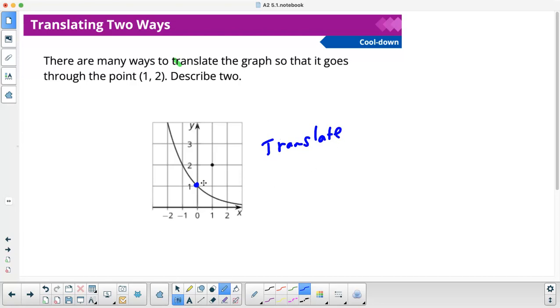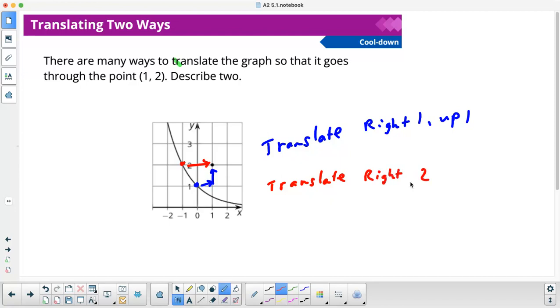And let's see here, I'm going to translate. If I want to move that point to there, I'm going to go right 1, up 1. Translate right 1, up 1. And if I had a different point, like maybe this point, all I'd have to do is translate it right 2. All right, I wouldn't have to move it up or down. I'll even do a third one just for fun here. If I had that point, I would move that right 3, down 2. All right, all of those would go through that point.